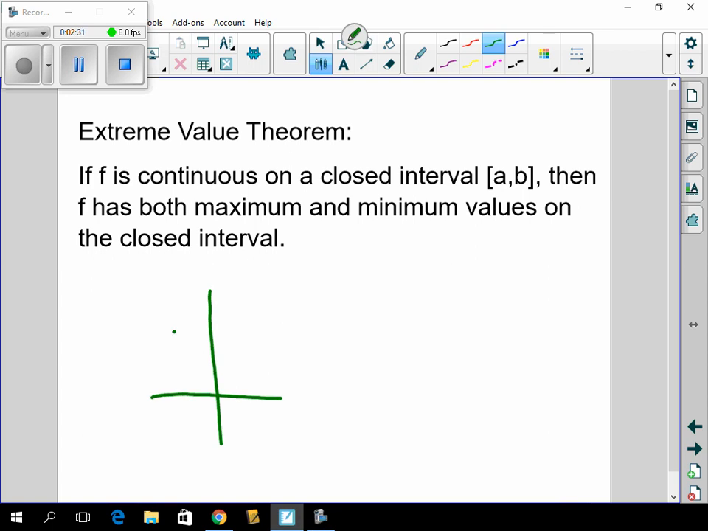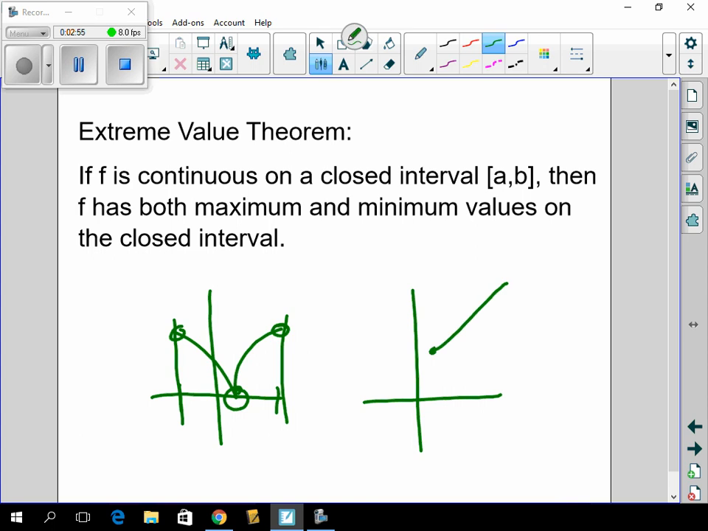If we're looking at, for example, a cusp, this is not a differentiable function, but it is continuous. And if I look at my interval, it has an absolute maximum at the endpoints. And now I can easily also see I have a local minimum at that bottom point. And even on a linear function, as long as I'm on a closed interval, I have a max and a min. So basically, this is just a guarantee of a max and min.